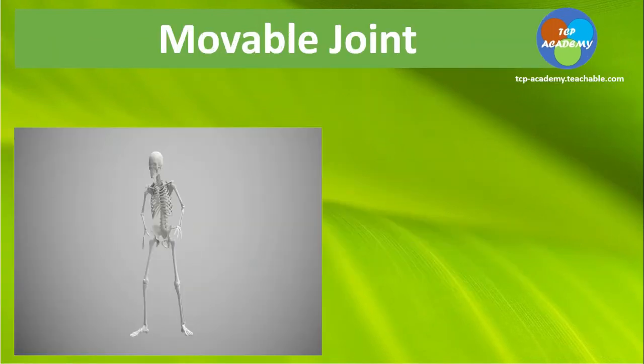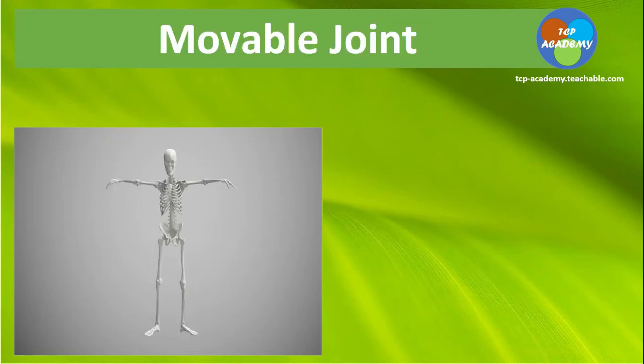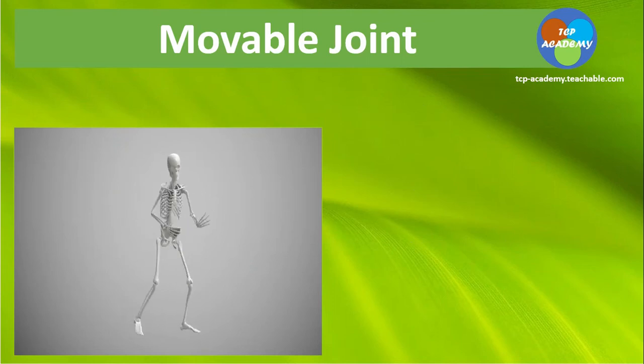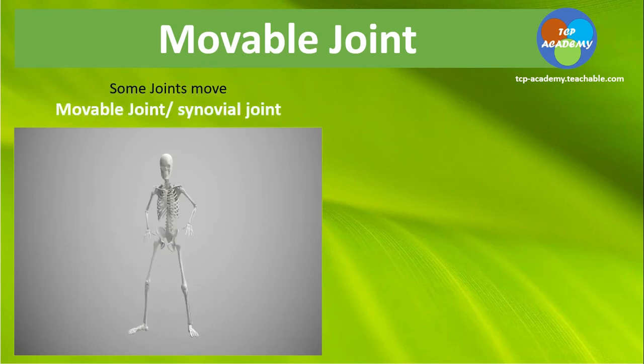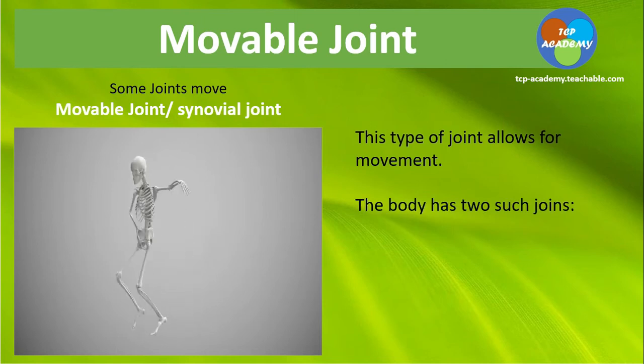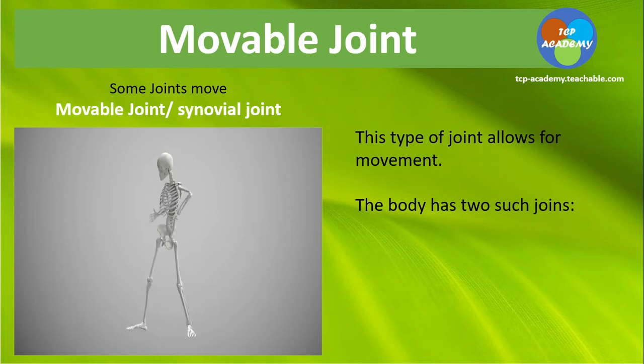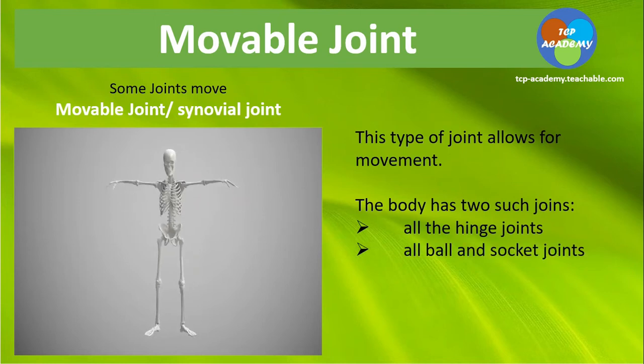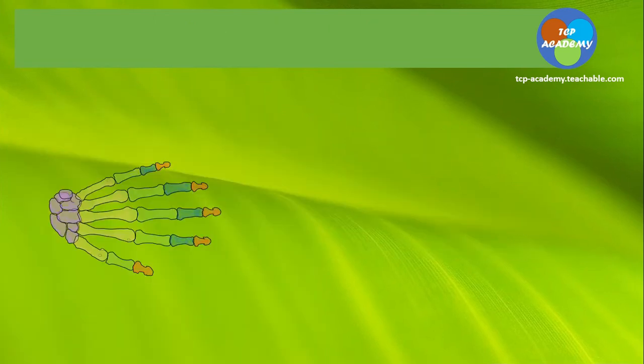We're looking at another type of joint, and this type of joint is called a movable joint. If you observe there, the skeleton is moving just about all the joints, and we also refer to these joints as synovial joints. These are movable joints, and they allow for movement in almost all planes. The body has two such synovial joints: the hinge joint and of course the ball and socket joint. You want to get used to these joints as we go through the syllabus.